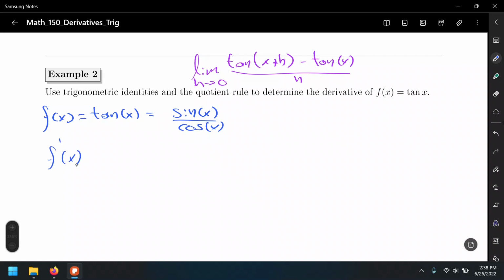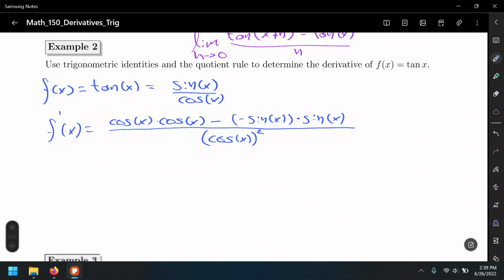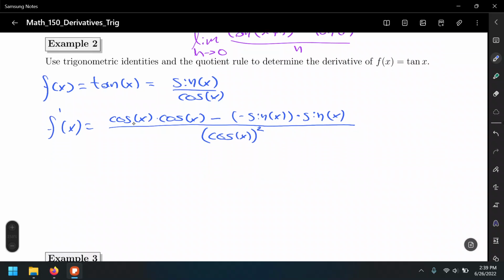f prime of x equals the derivative of the numerator, which is cosine x, times the denominator itself, which is cosine, minus the derivative of the denominator, the derivative of cosine is negative sine, times the numerator, which is simply sine. And you'll see what's going to happen. Oh, don't forget the denominator squared. Cosine of x, quantity squared. All right, let's leave it like that for now.